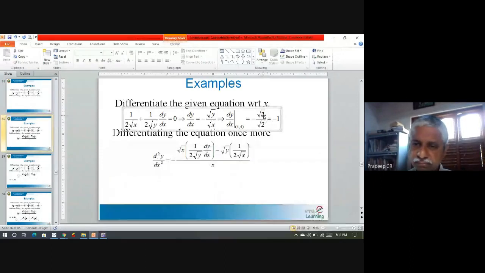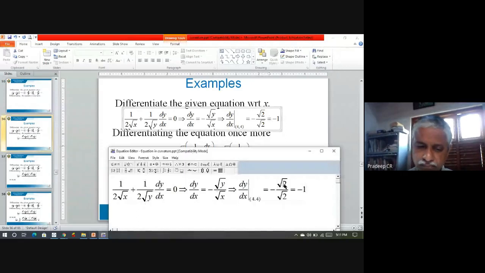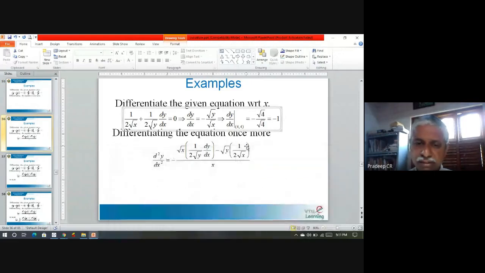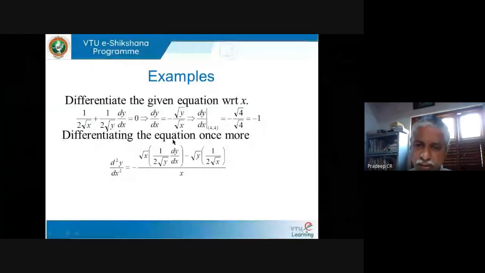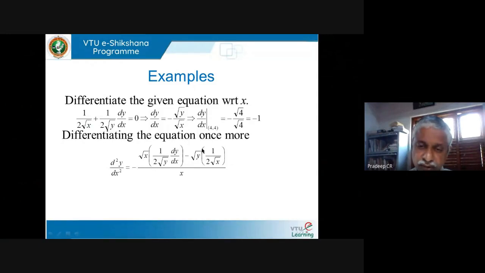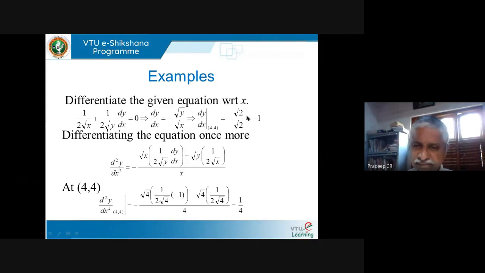So differentiating this equation once more, I know dy by dx is root y by root x, so differentiate this once more. That means use quotient rule. So root x whole square, which is x, root x into derivative of numerator with a minus sign there. I've written this here, minus numerator into derivative of the denominator. UV rule is what I've applied, and you simplify this, you will get this. So here again, please change this to root 4 by root 4. Answer is minus 1, which is correct.